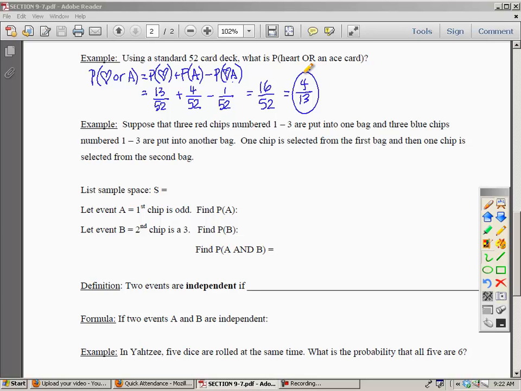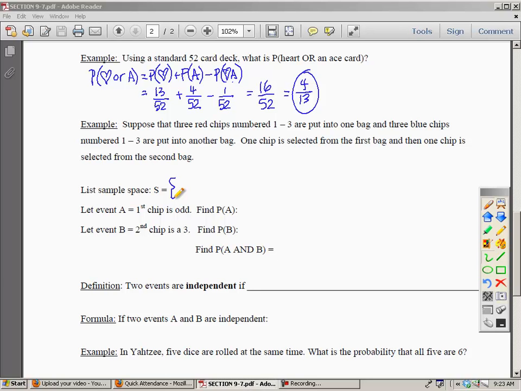Okay, suppose 3 red chips numbered 1 through 3 are put into a bag, and 3 blue chips numbered 1 through 3 are put in a bag. 1 chip is selected from the first bag, and then 1 chip is selected from the second bag. Let's list our sample space.